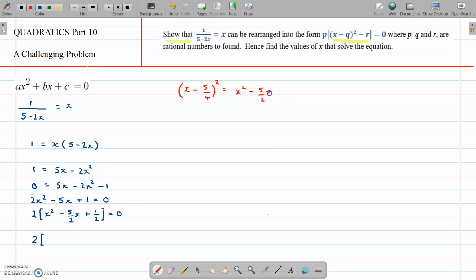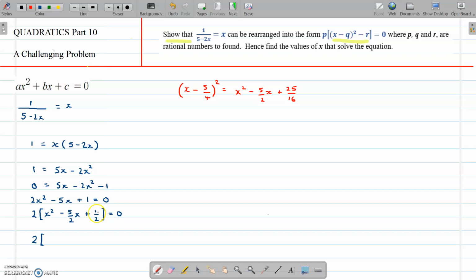But then I have a residue left over of negative 5 quarters squared, which of course is 25/16. So I've got leftovers of 25/16. But what I need inside this square bracket is a half, and a half of course is 8/16.